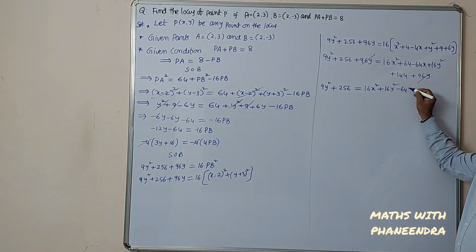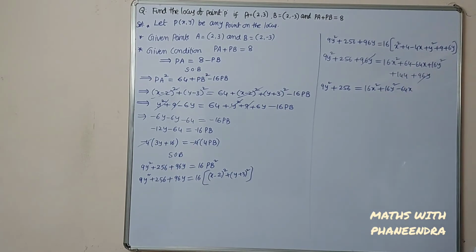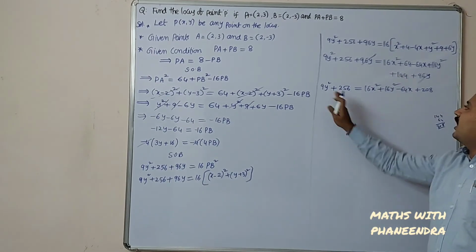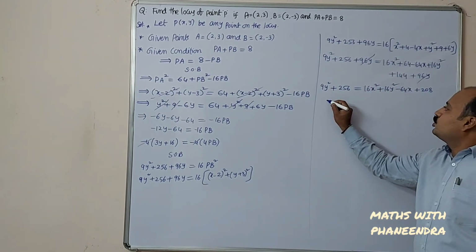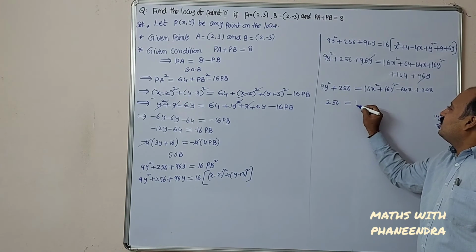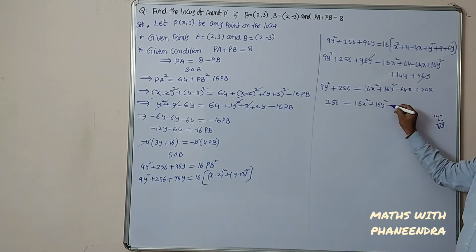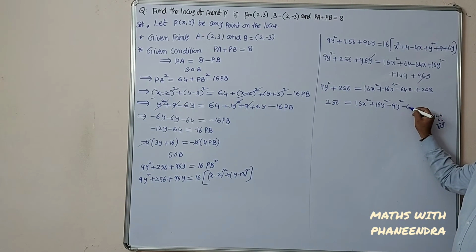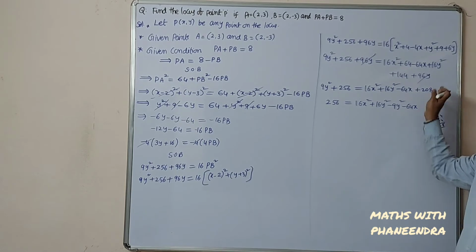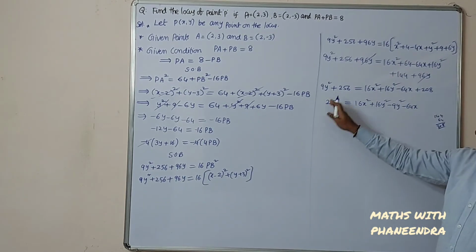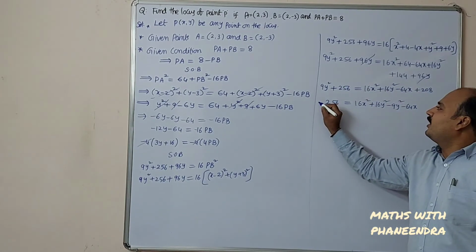minus 64x, 144 plus 64, how much? So 208, so plus 208. This we are taking to this side, 9y square we can take to this side. So 256 is equal to 16x square plus 16y square, minus 9y square, minus 64x, 208 I am taking to this side. Otherwise, this 256 also can be taken to this side. Better to write here.